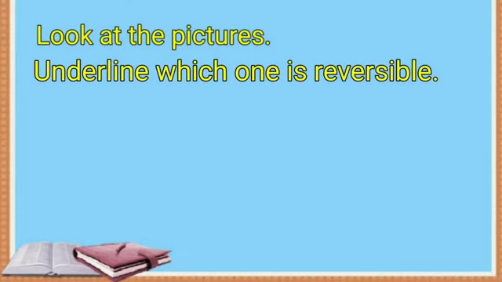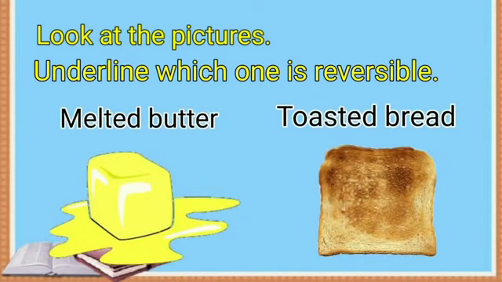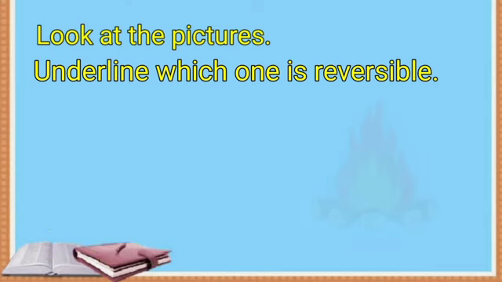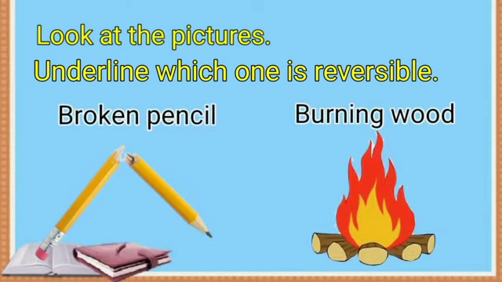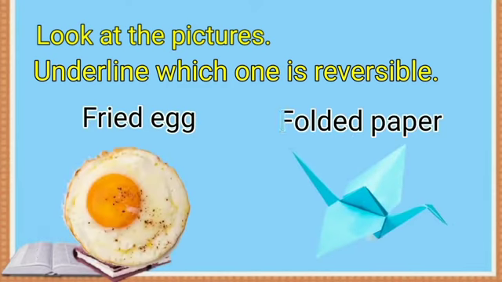Look at the pictures. Underline which one is reversible. Very good. Melted butter is reversible. Correct. A broken pencil is reversible. You are right. A folded paper is reversible.